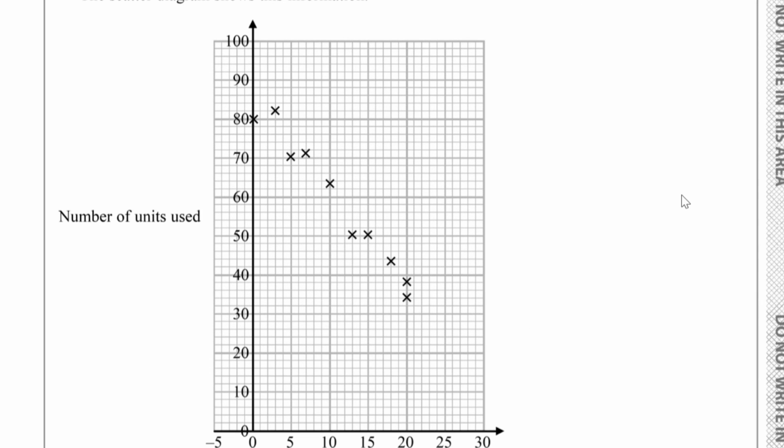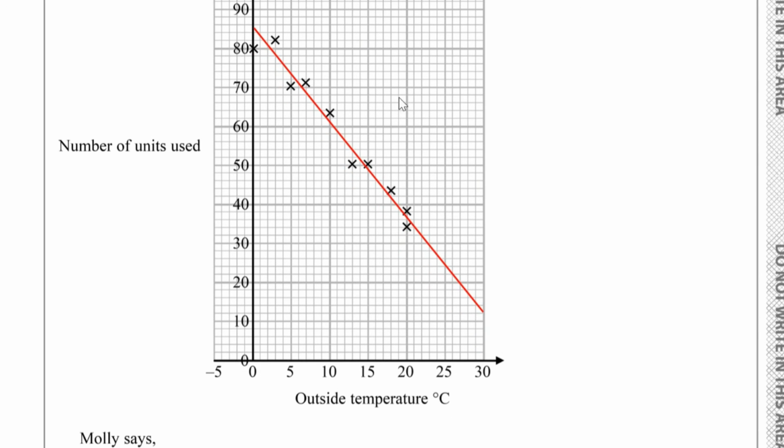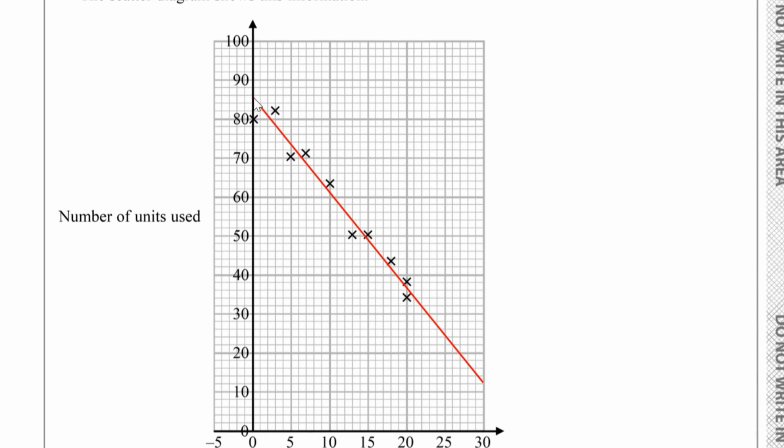Well, what we could do, for example, is draw a line of best fit. And if I draw a line of best fit, I could have something like this. This is the line of best fit. And then what we can do is find out the gradient of this line. Now I've got this point here, which is 0, 85. And I've got this point here, which is 30, 12.